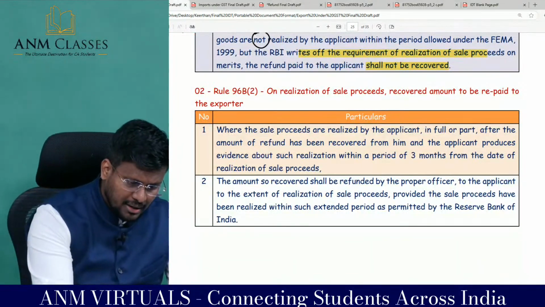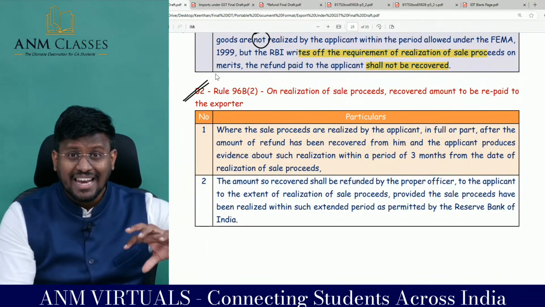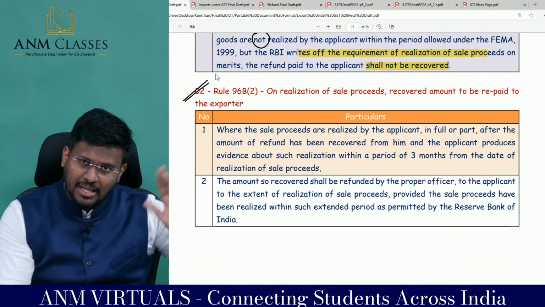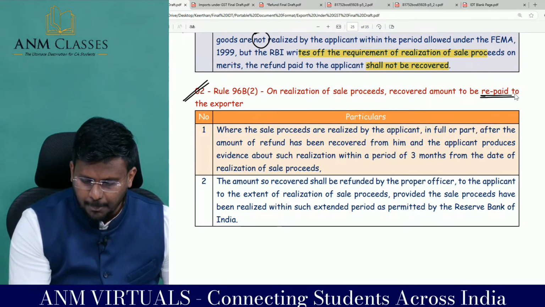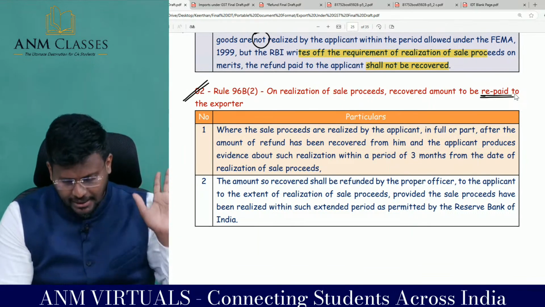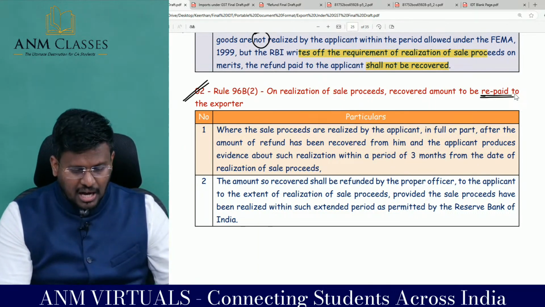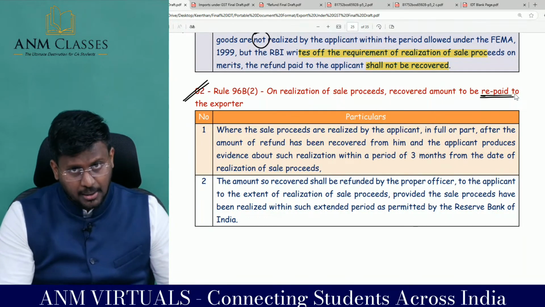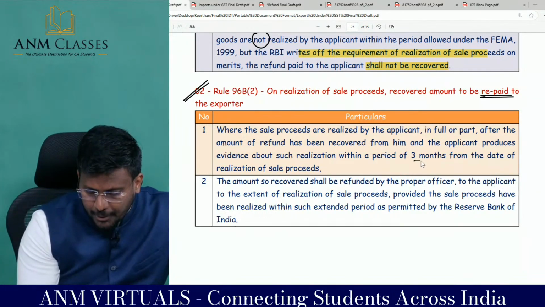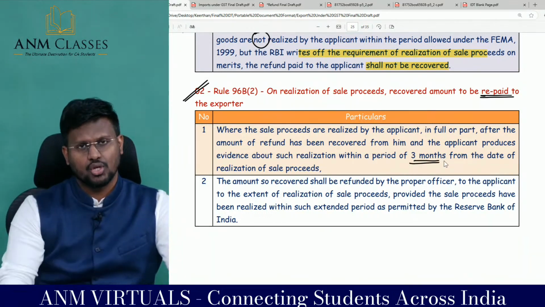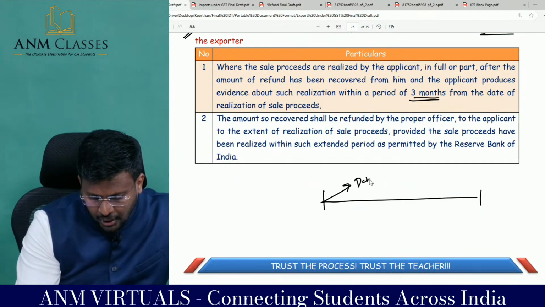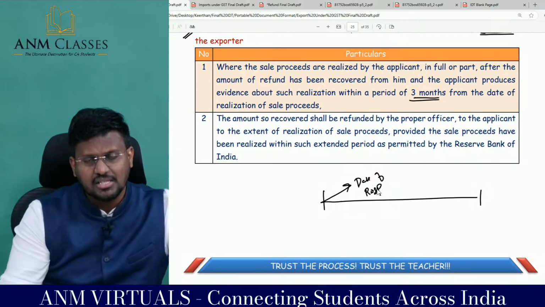But in future, 96B subsection 2 deals with realization of sale proceeds. Now I have given back to government, but in future I am really getting the recovered amount, which is to be repaid to the exporter, where the sale proceeds are realized by the applicant in full or part after the amount of refund has been recovered from him. The applicant produces evidence about such realization within a period of 3 months from the date of realization of sale proceeds.